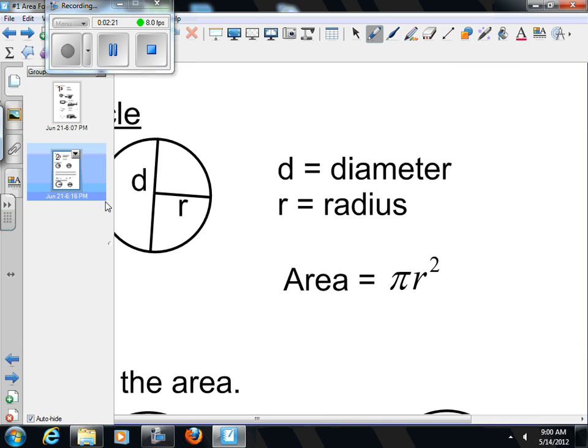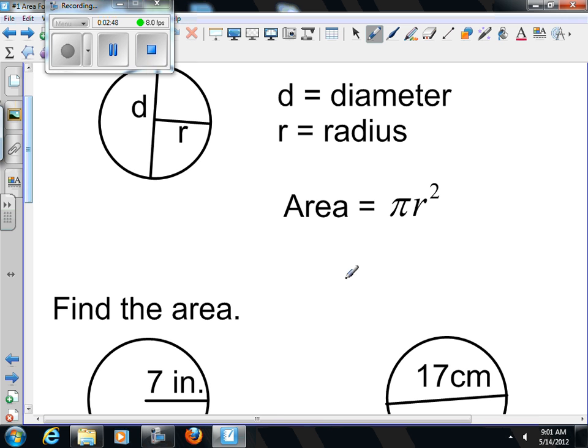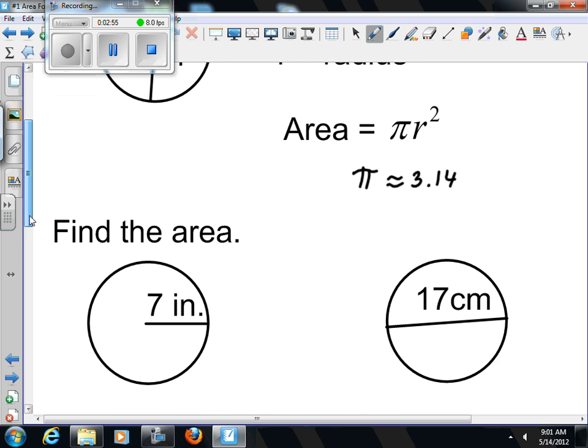Now moving on to our next page. Here we have a circle. The line that goes through the center of the circle from one side of it to the other is called the diameter. The radius starts from the center of the circle and goes out to the outside of the circle, so it's just half of the diameter. If we want to find the area of a circle, it's equal to pi times r squared. And what we're going to use for pi is 3.14.